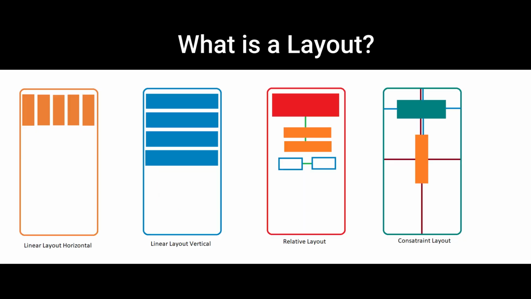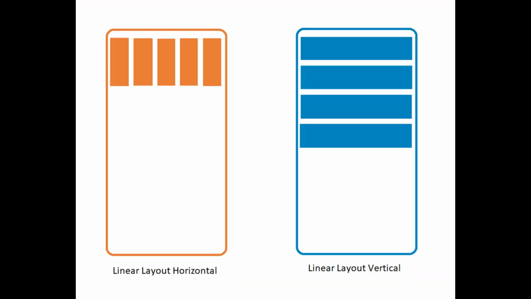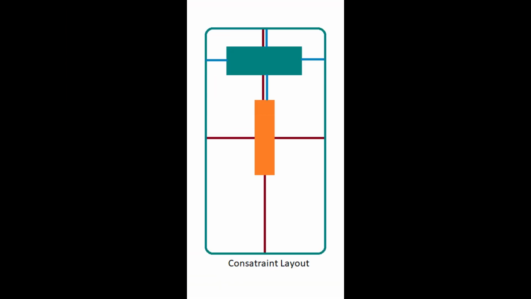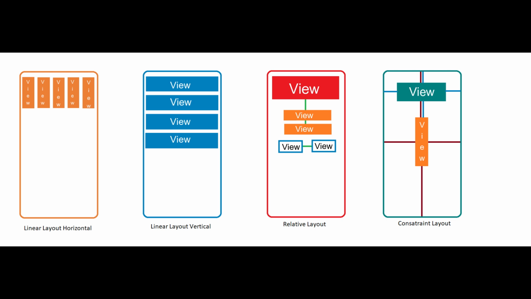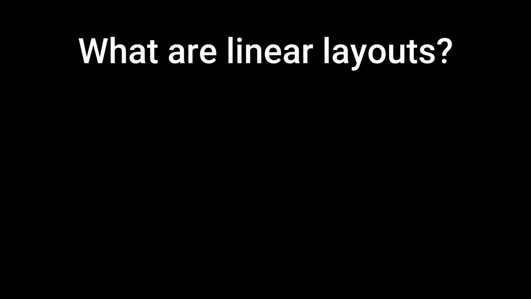A layout defines the structure of the UI in an app, determining how the views are arranged on the screen. Android provides several types of layouts, each offering different ways to position and manage views. So today we are going to look at linear layout, relative layout, and constraint layout, and how to position different views in these layouts. So first of all, linear layouts.